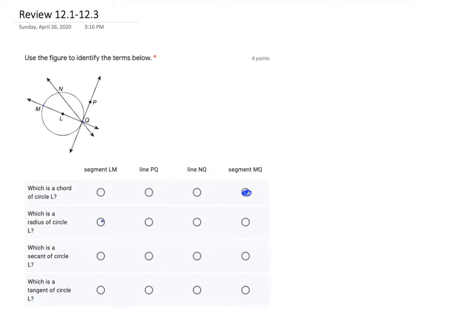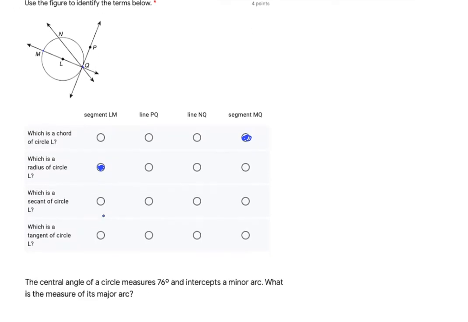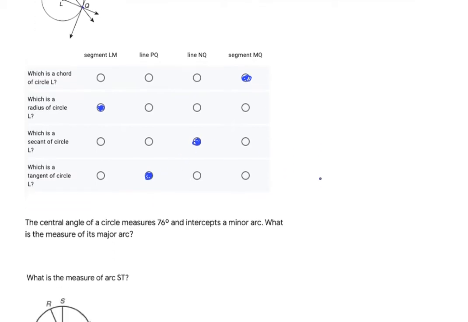So right here, segment LM. Secant, remember that goes through the circle twice. So the line that goes through the circle twice looks like NQ. And then tangent, that just touches the circle, and that is a line, and that looks like line PQ. Okay, so tangents and secants are lines. All right.